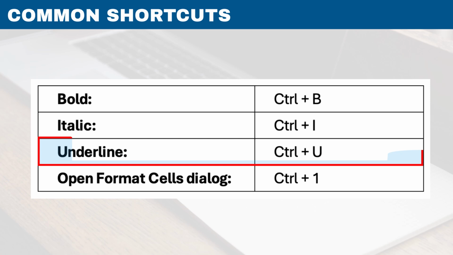To underline the text in a selected cell, select the cell or text you want to underline and press the Ctrl and U keys simultaneously. The selected cell or text will be underlined.